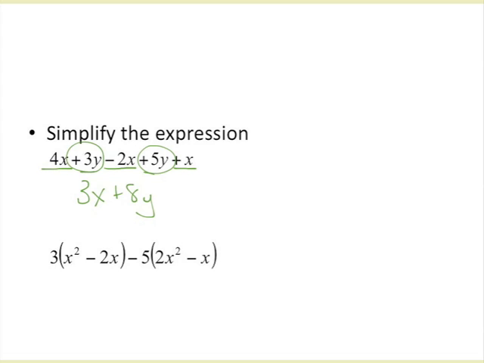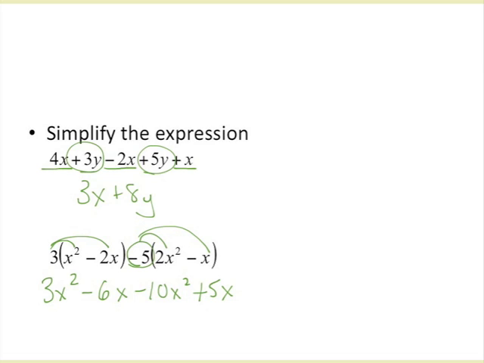What do I need to do first in this next one? Distribute. So I'm going to take the 3 and pass it out. Gives me 3x squared minus 6x. We need to distribute again, but being careful that we attach a negative to the number that follows it. So we're going to pass out a negative 5, not just a 5. So it gives me negative 10x squared plus 5x. Okay, attach a negative to the number that follows it.